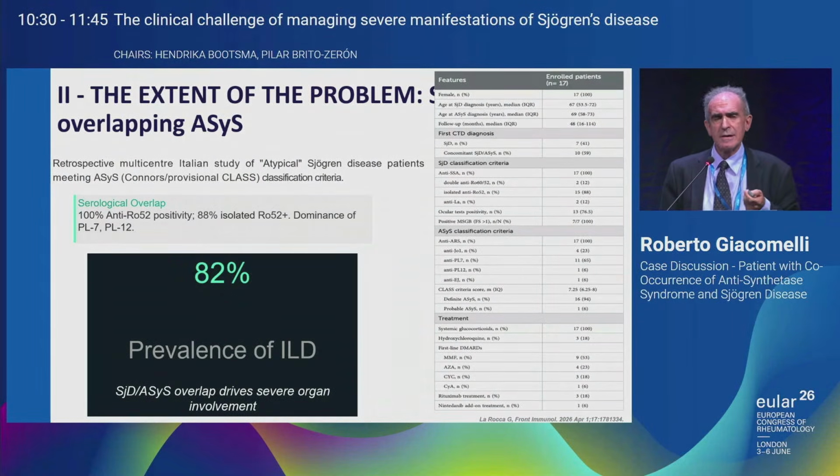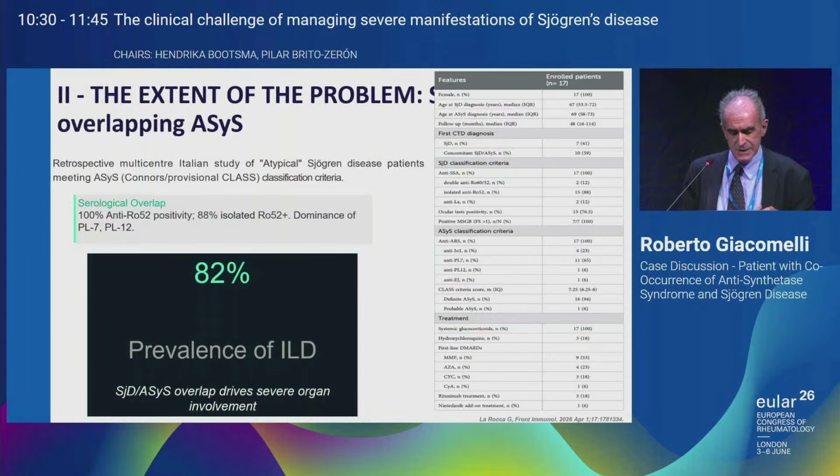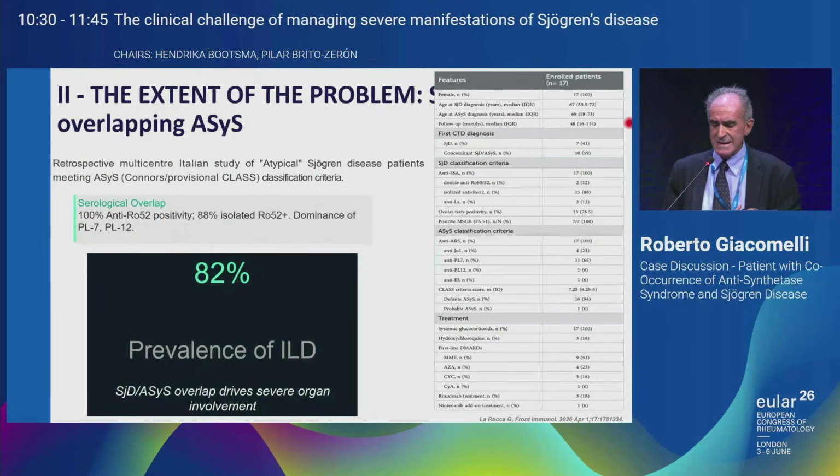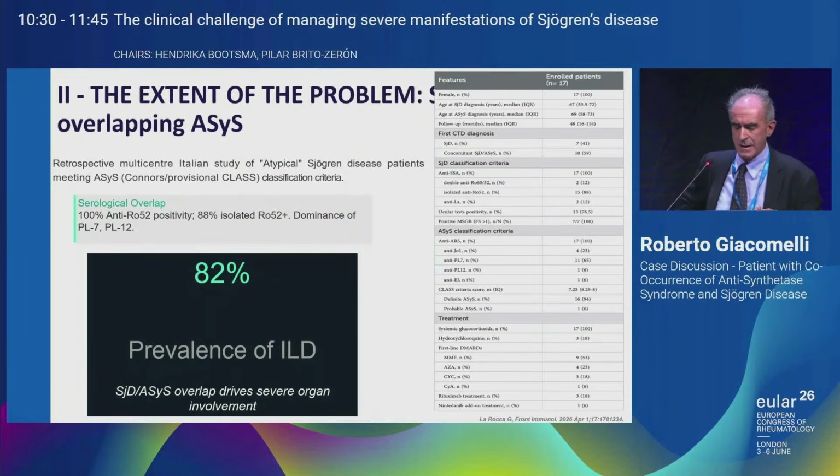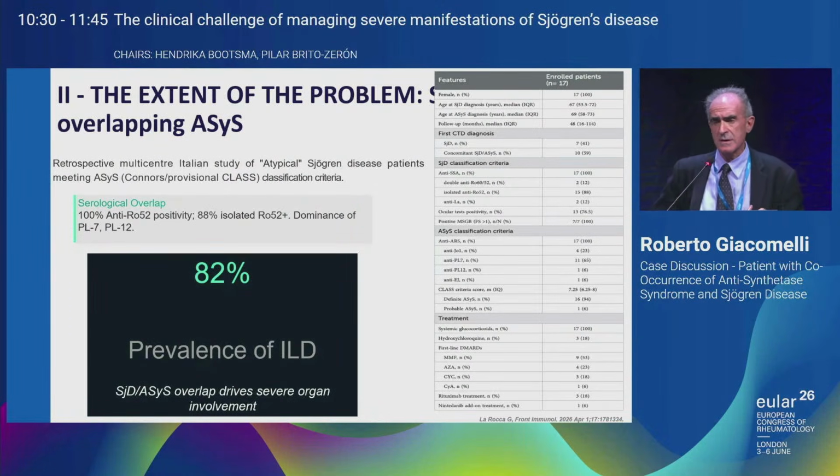So we decided to search in the Italian community. We have a register of patients with Sjogren syndrome, from the Italian group studying Sjogren disease, to retrospectively search how many patients may be classified in both diseases. And we analyzed, of course, our database, and we found 17 patients in our database that meet both the classification for Sjogren disease and antisynthetase syndrome.